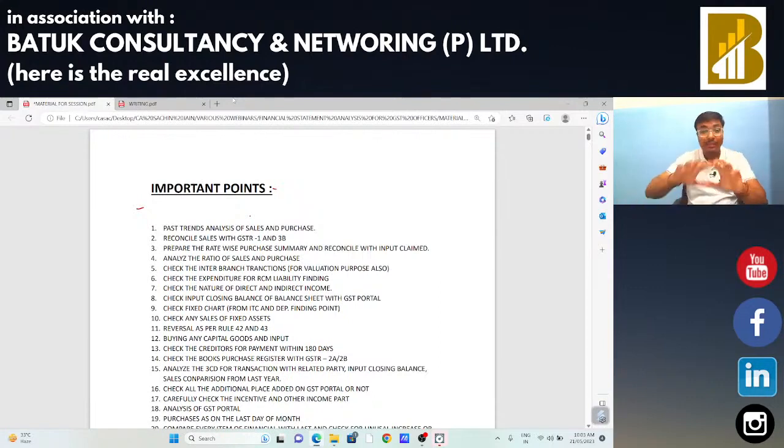So in this session we are going to completely discuss the analysis of financial statement from GST audit point of view. As I am a departmental authority, how do I need to check each and everything in the financial statement? Sir, is my language okay for you?